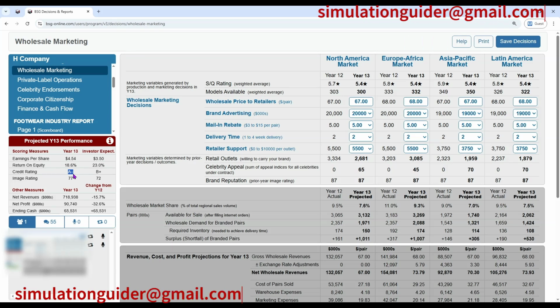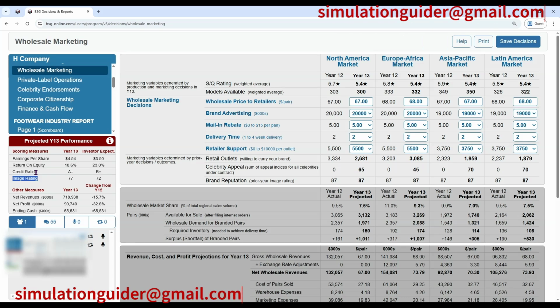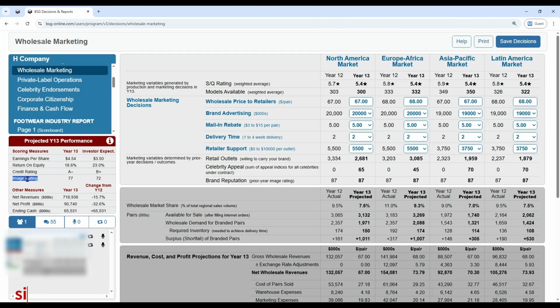Lastly, we are talking about the image rating, and actually the image rating simply reflects how customers, maybe retailers and investors view your company. So how they view it is what we call the image rating of the company. Remember, it's the outlook of the company.